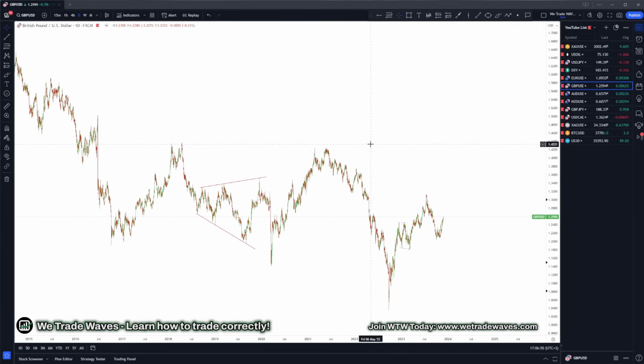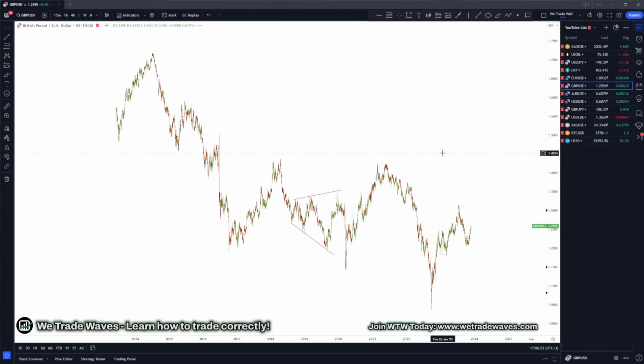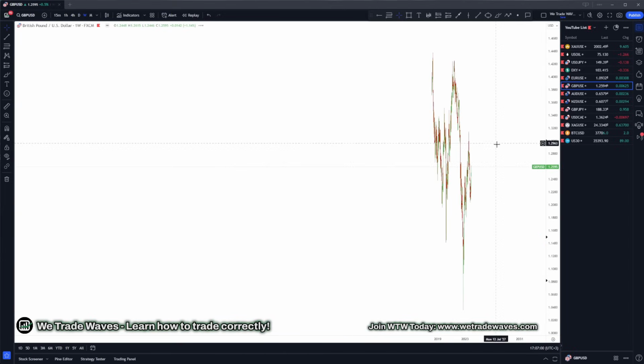Okay, so pound dollar, bigger picture. Someone is saying this one. A big picture, GU, please, Andre. I'll give you this one. Weekly chart.